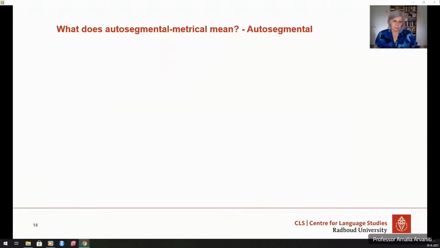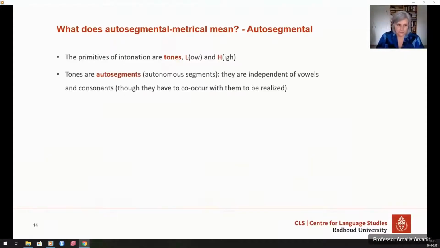So let's unpack the name of the theory and understand how it works. Why does it have this mouthful of a term? Starting with autosegmental. Why is it called autosegmental? Because the primitives of intonation are considered to be tones, and specifically lows and highs, which we show with an L and an H. These tones are autosegments, that is, autonomous segments.